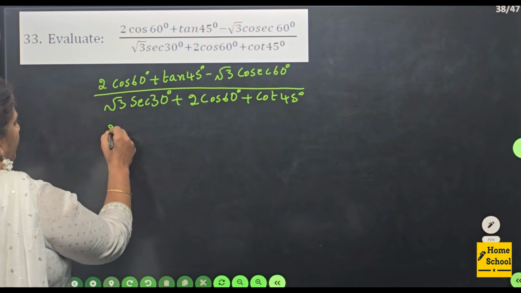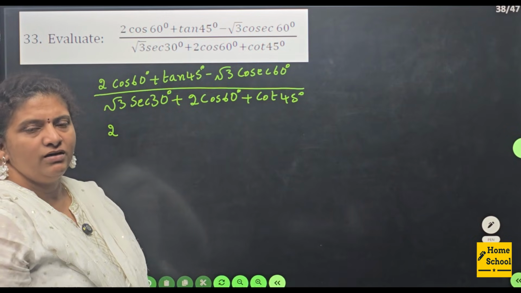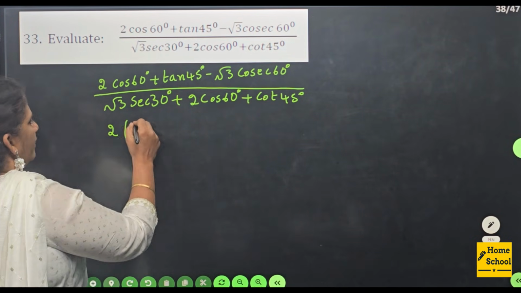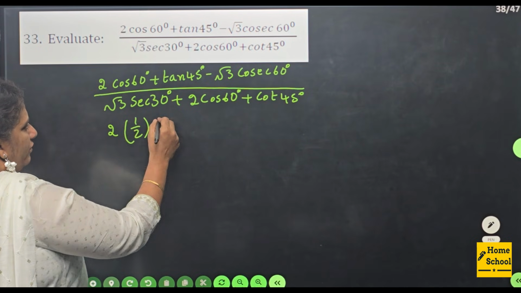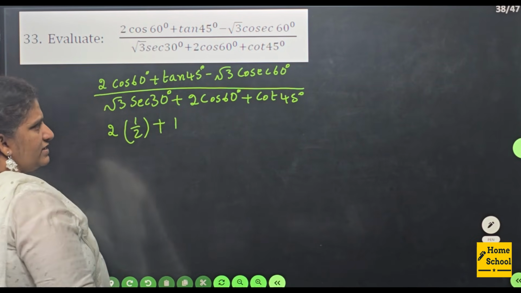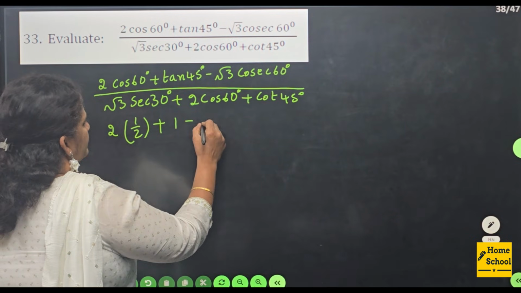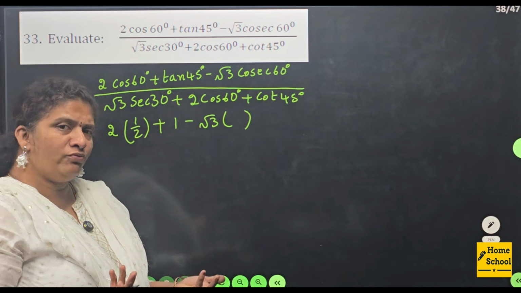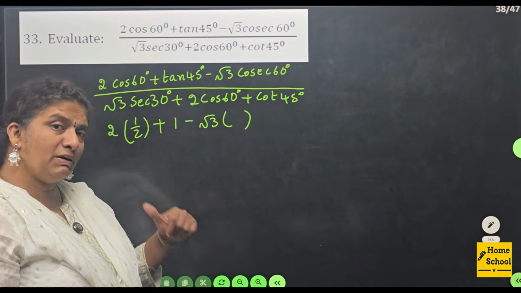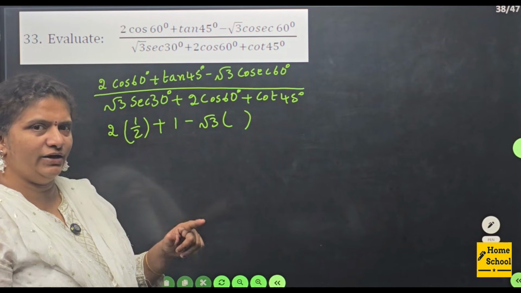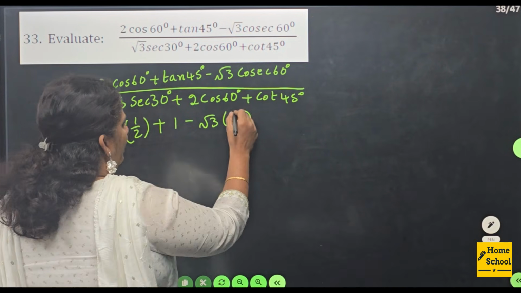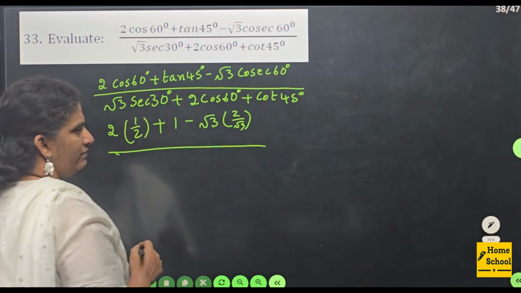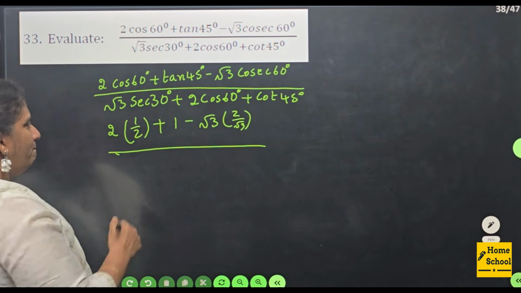Slowly try to remember cos 60. Cos 60 is nothing but sin 30, that is 1 by 2. 2 into 1 by 2, plus tan 45 value is 1, minus root 3 into cosecant 60. If you forgot, don't worry. Remember sin 60, root 3 by 2. Reverse, 2 by root 3. If you forgot also, no problem. The reciprocals you can remember.